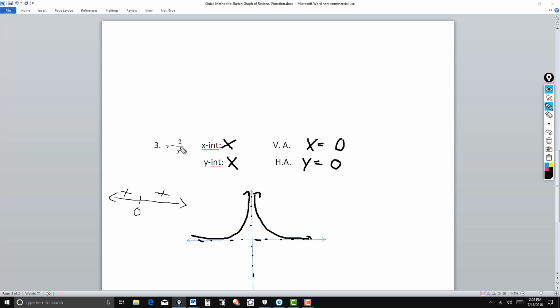A quick sketch of the graph for a rational function that satisfies the conditions that I went over.